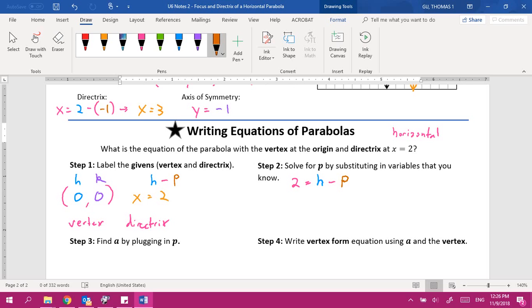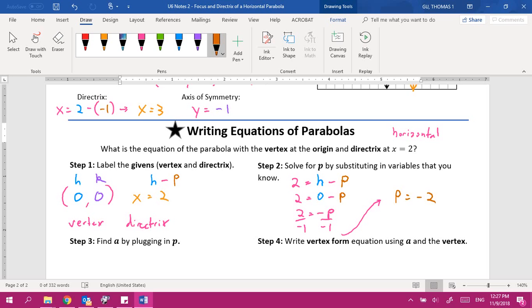So what do I do to find P? Plug in 0 for H, right? So now it's 2 equals 0 minus P. So it's 2 equals P? No, this would be 2 equals negative P, right? So how can I get positive P? Divide by negative 1. And so P equals negative 2. P is negative 2. Very good, and so now we're almost done.